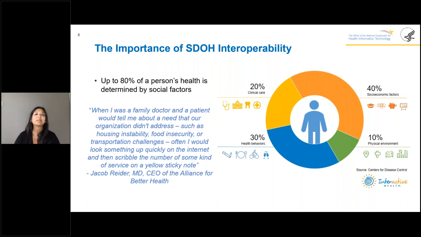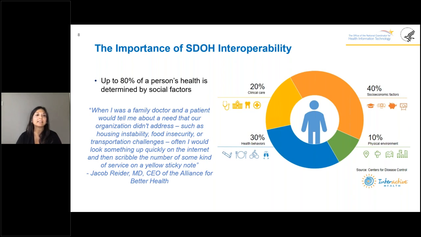Thanks, Brian. So I just kind of wanted to close with why we're here today talking about standards. We know that up to 80% of a person's health is determined by social factors, and access to this type of data is critical. I included a quote here from Jacob Ryder. It came from a recent article titled "Why Interoperability is Key to Social Determinants of Health Efforts."